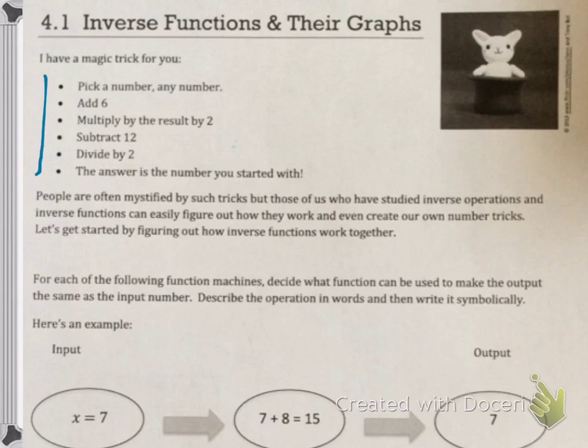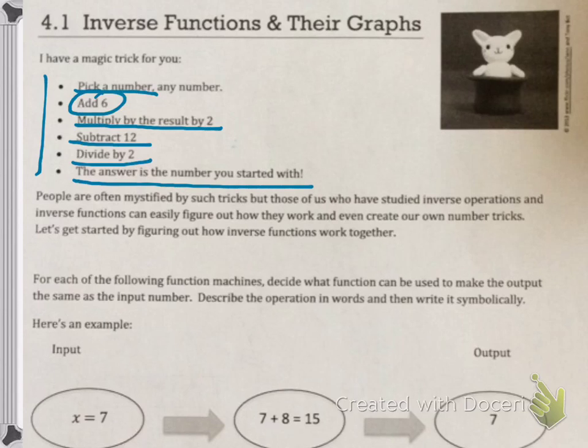If you take a magic number, any number that you want, think about it in your head right now, and then do these things with it. Pick a number, any number. Get that number in your head or write it down on your piece of paper. Then add 6 to it. Multiply by 2. Subtract 12. And then divide by 2. And then, guess what? The answer is the number that you started out with.